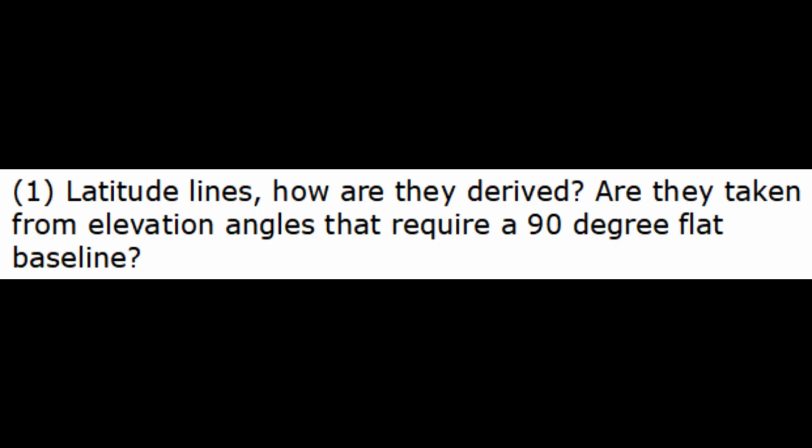Question 1. Latitude lines. How are they derived? Are they taken from elevation angles that require a 90-degree flat baseline? Well, these days we use GPS satellites whose locations are so well known that we are able to determine our position in 3D space to sub-centimetre precision. But in the past it was done by observing the meridian transit of celestial objects. Now, once enough locations have been measured astronomically, intervening locations can be determined by regular surveying methods.